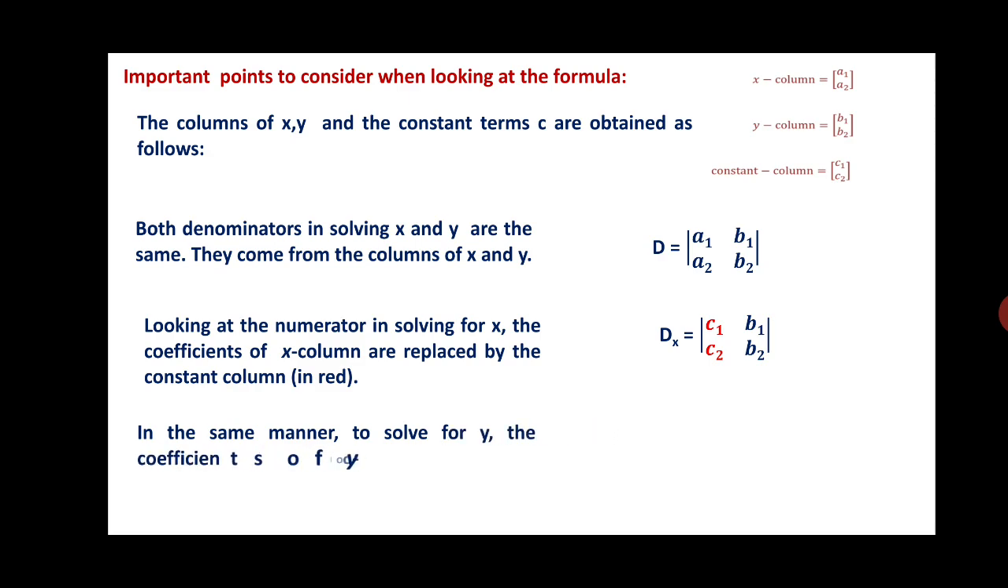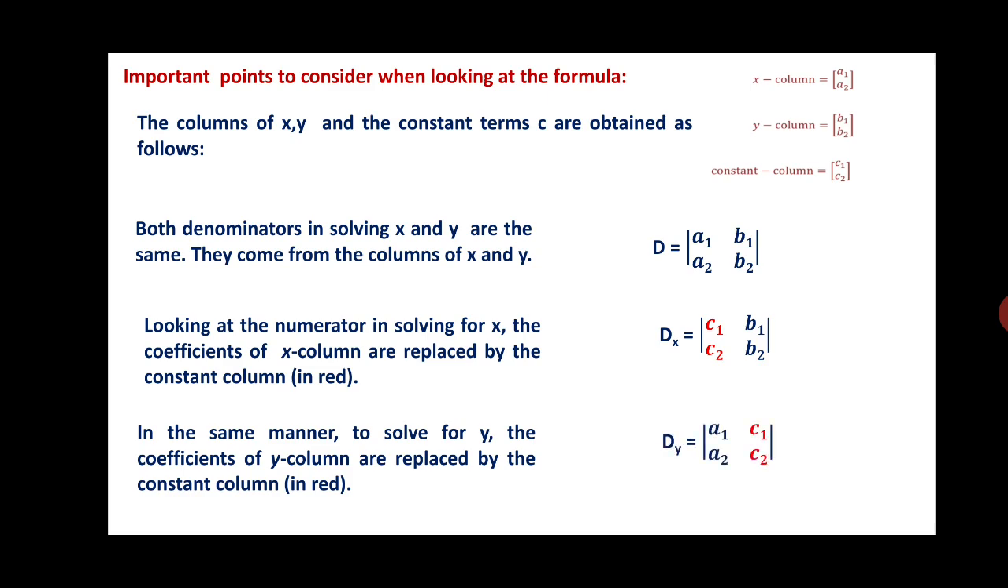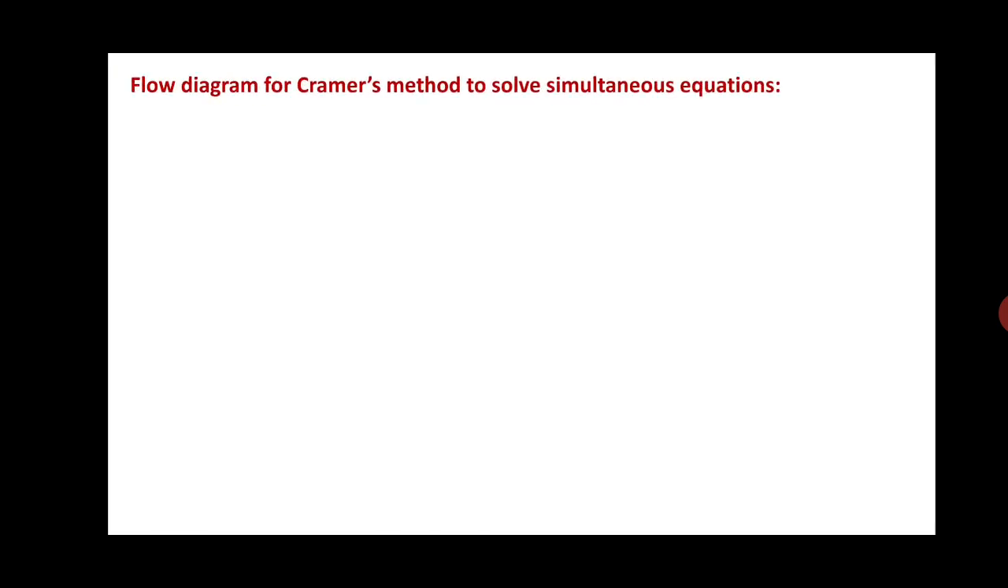In the same manner, to solve y, the coefficients of y column are replaced by the constant column in red color. You can see dy is equal to a1 a2 and c1 c2. b1 b2 is replaced by c1 c2. So friends, let us see the flow diagram for Cramer's method to solve the simultaneous equations.